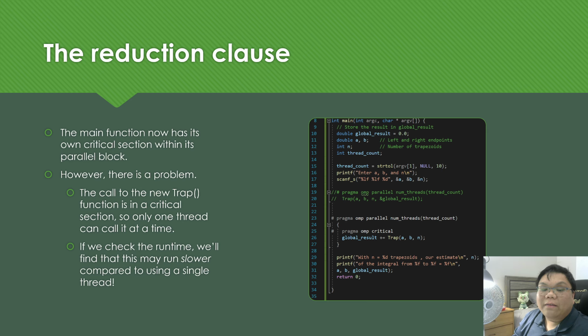So every thread is calling the trap function. But the problem with this is, because of how this is coded, it may result in the trap function being called by each thread, but by one thread at a time. So that's a problem.